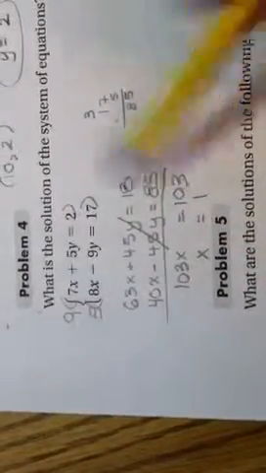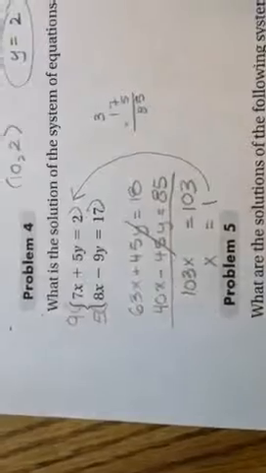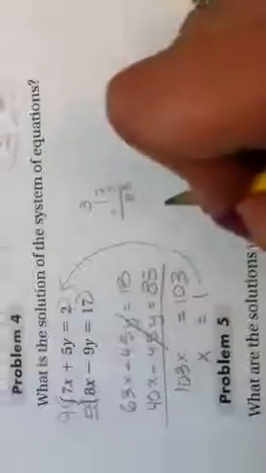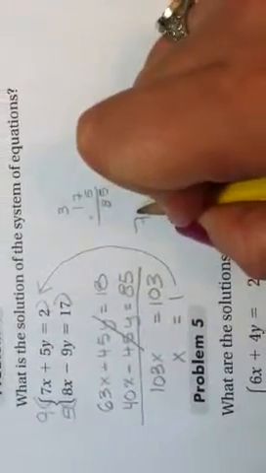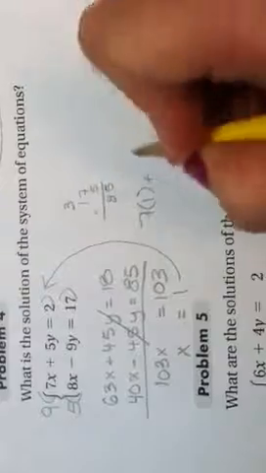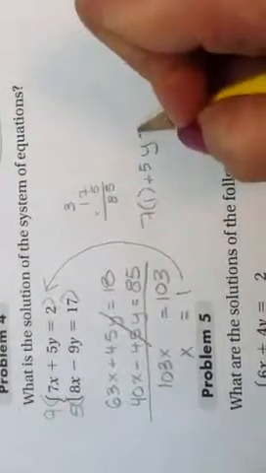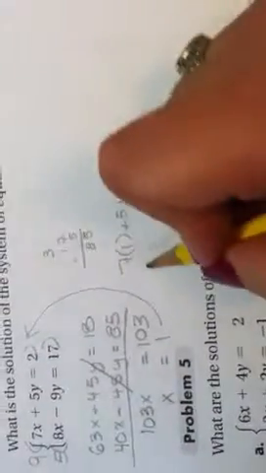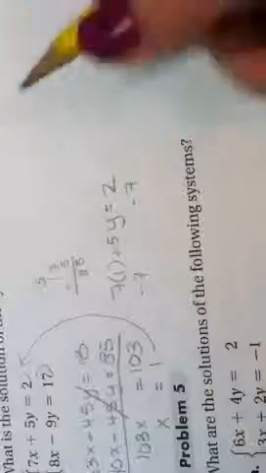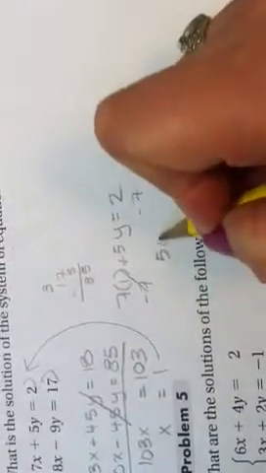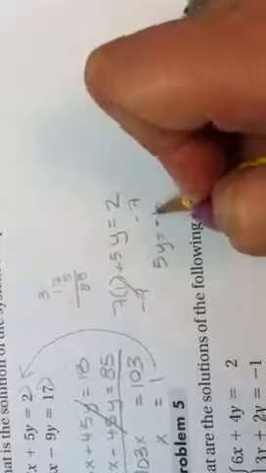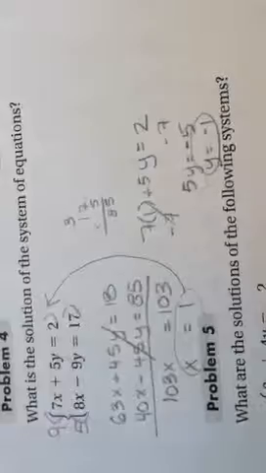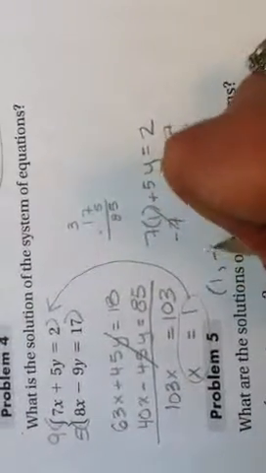We're going to take that x equals 1, plug it back into one of my original equations, and this should be pretty straightforward from here on out. I have 7 times 1 plus 5y equal to 2. That's the same thing as, of course, 7 plus 5y equals 2. So I'm just going to jump ahead right here, subtract 7 out. 5y equals negative 5, and y equals negative 1. So my solution as an ordered pair is 1, negative 1.